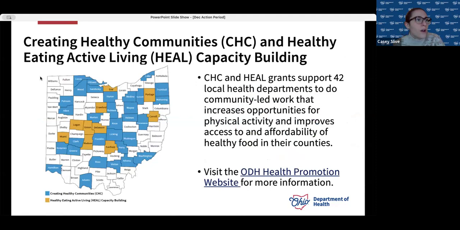Next slide. I just wanted to share a bit more about some other work taking place that my colleagues are managing. The Creating Healthy Communities and HEAL grant programs are taking a policy, system, and environmental change approach to community-led solutions related to healthy eating and active living work. These grants are supporting 42 local health departments to do this work across the state, as you can see in the map here. The healthy eating strategies include farmers markets, community gardens, healthy food retail, farm to school, and more.